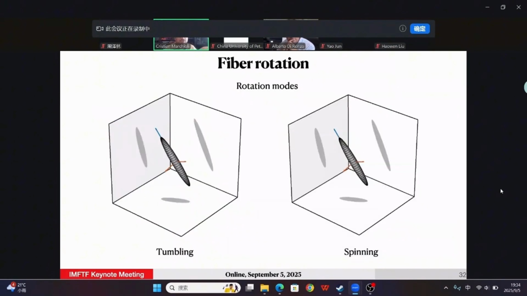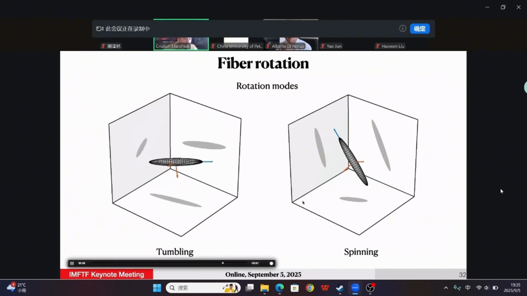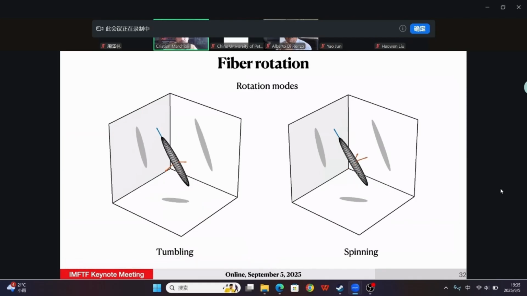So the type of rotation that these fibers can undergo is usually classified in tumbling and spinning. So for those who are not familiar, I'm showing tumbling and spinning here with reference to a single particle, which is an ellipsoid. And so tumbling is the rotation around the two smaller axes of the particle. Spinning is the rotation along the axis of symmetry. Now, each rod in the chain forming the fiber can undergo these two rotation modes, but not freely. Of course, the influence of the neighboring elements is felt, right?